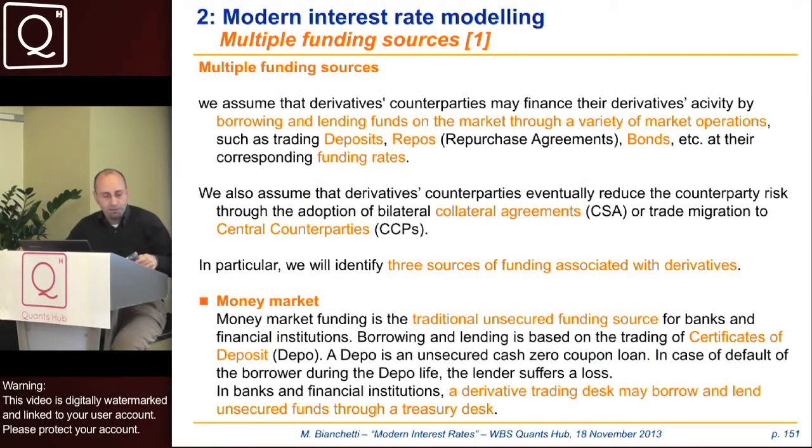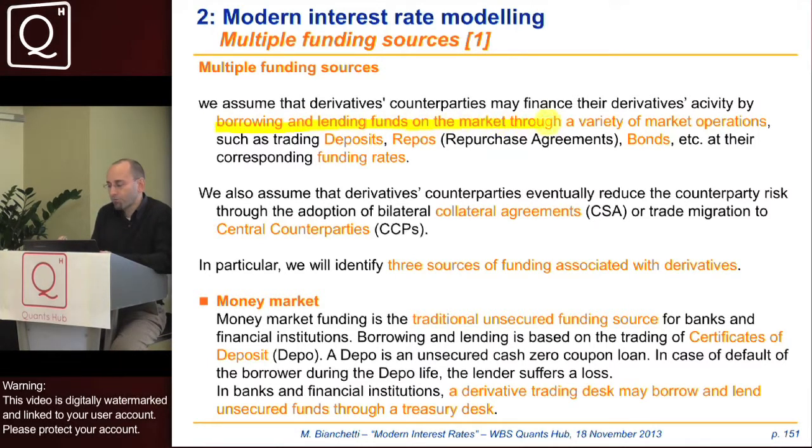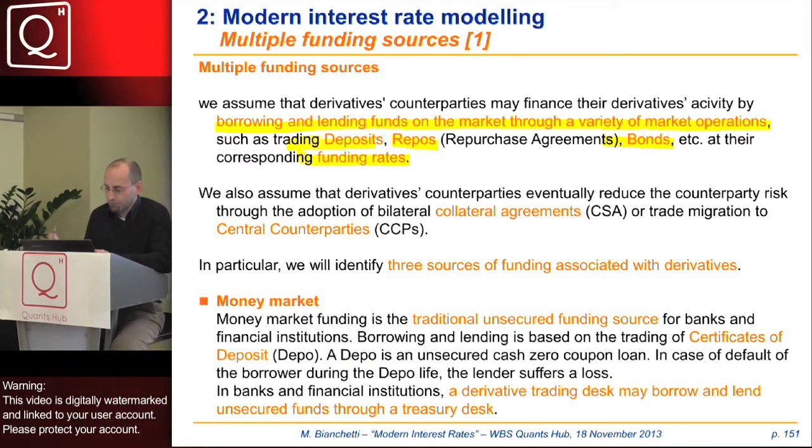So we assume that the derivatives counterparties may finance the derivatives activity by borrowing and lending funds on the market through a variety of market operations, which is the common reality in the market, because we do not borrow and lend funds only unsecured. We have collateral, we have repo, and so on. So, for example, we trade deposits, repos, secured bonds, and so on, with their corresponding funding rates, whatever they are.